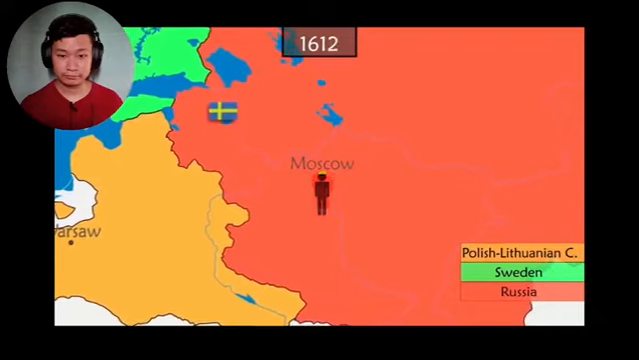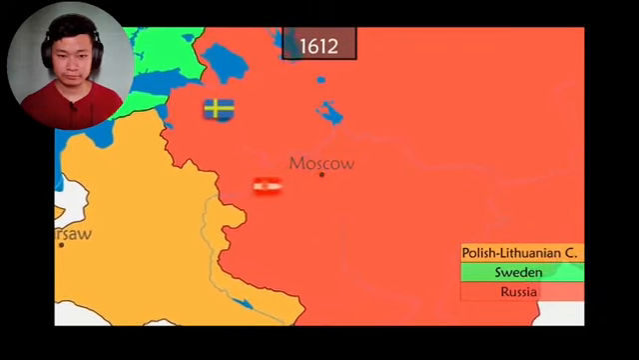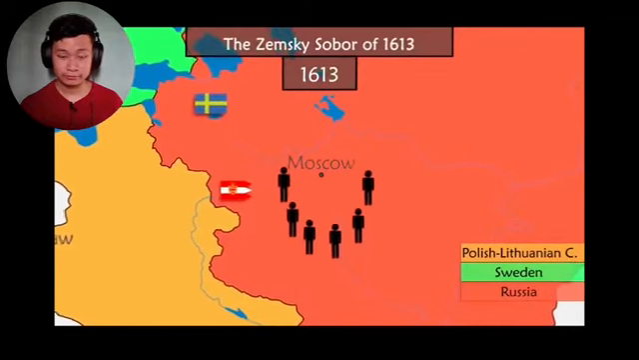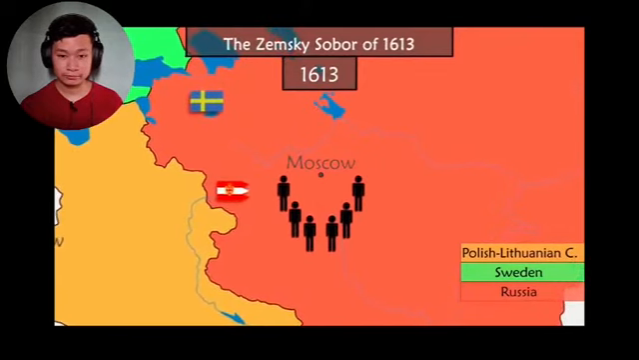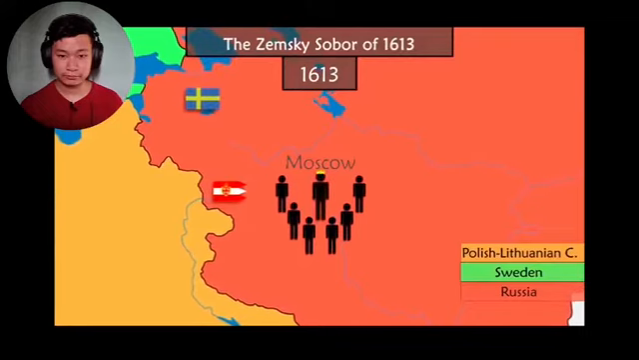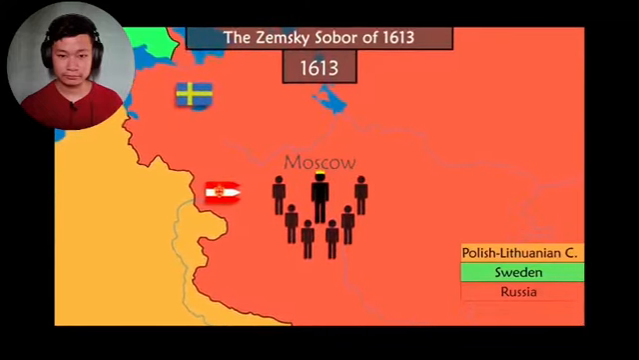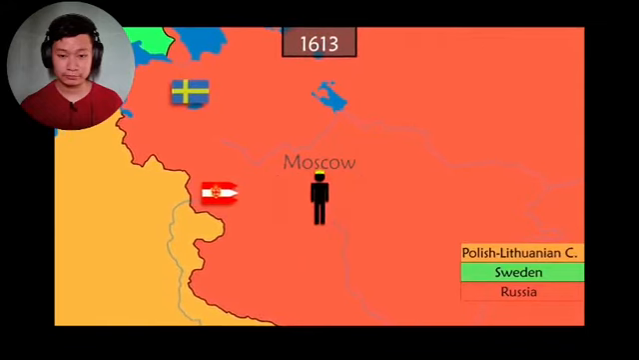But soon revolt breaks out, and he's driven out. Representatives from all over the country gather to elect a new Tsar. They choose to place on the throne Michael Romanov, a young man from among the older aristocratic families called the Boyars. He's the first of a new, very long dynasty.